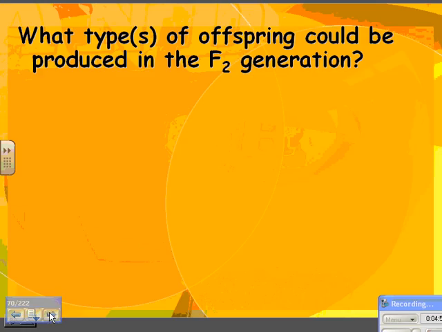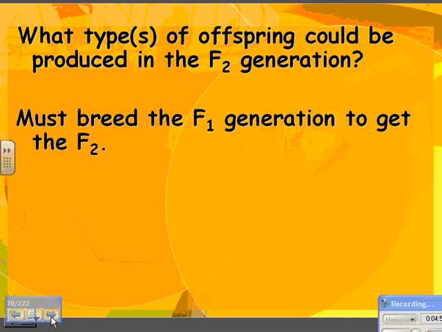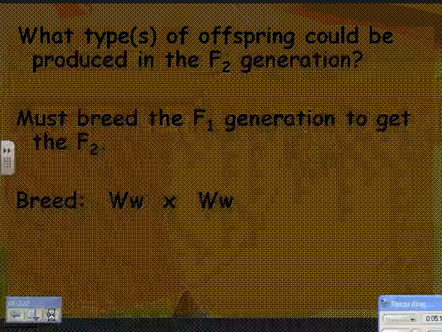What types of offspring could be produced in the F2 generation? So you mate one of these puppies with her brother. Ew. So big W, little w mated with big W, little w. So try to do this one on your own. You can pause the video and then see how you do.